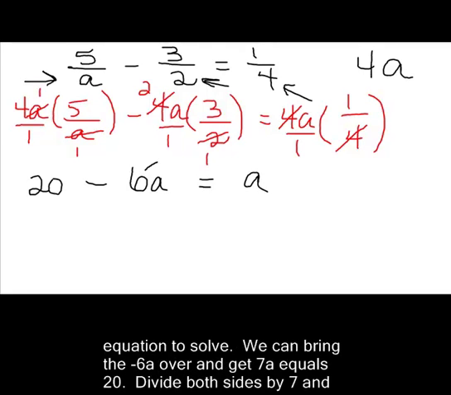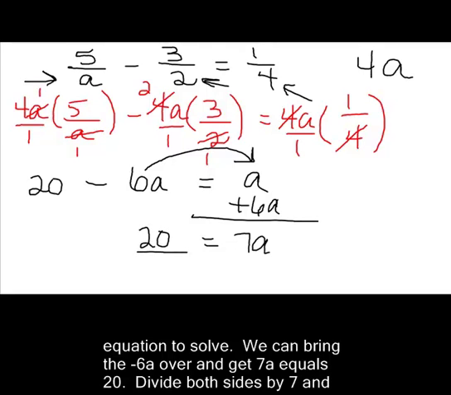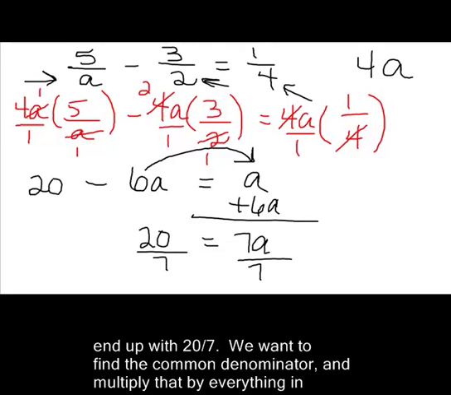We can bring this variable over, and it was a minus 6, so we'll add it and get a plus 6 and end up with a 7a equals 20. Divide both sides by 7, and we end up with a equals 20 over 7.